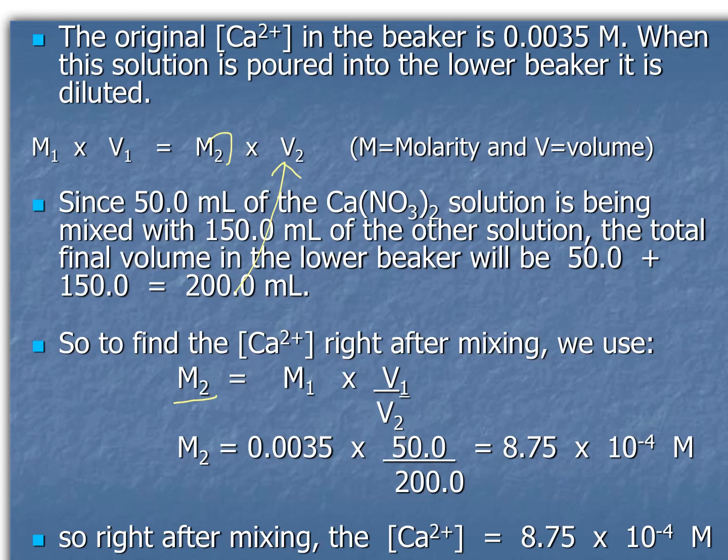So right after we mix, the concentration of calcium changes because its concentration is moles per liter, but liters changed. Moles didn't. So my molarity goes from being original 0.0035 all the way to 8.75 times 10 to the negative 4th. So this is my starting concentration of mixing for calcium. This is the number I will be plugging into the Ksp expression.